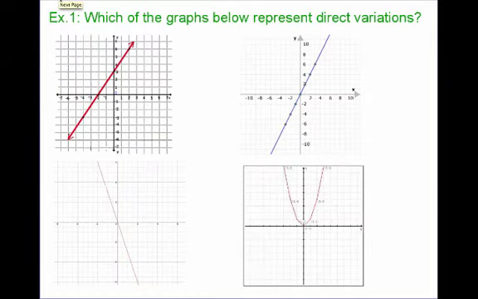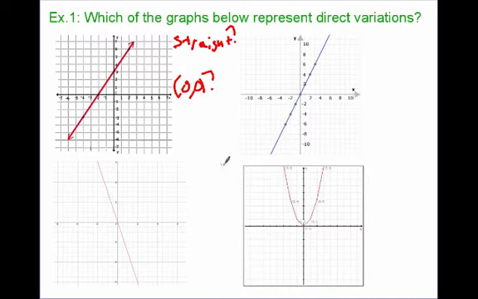So it says, which of the graphs below represent a direct variation? You should pause the video and see if you can figure this out on your own. Now that you've tried this, let's go ahead and figure it out. Looking at this graph, we have to ask ourselves two questions. Is it a straight line? And does it pass through 0, 0? The answer has to be yes for both of these in order for it to be a direct variation.